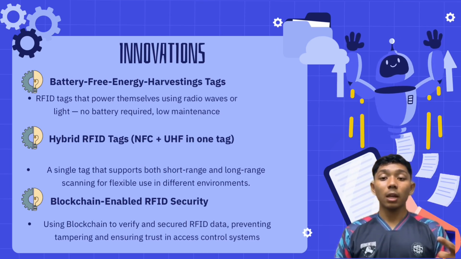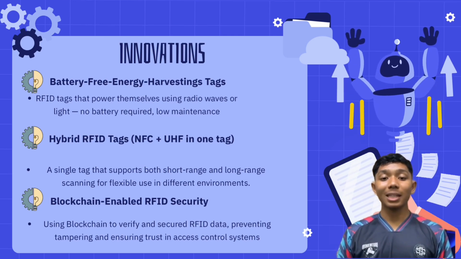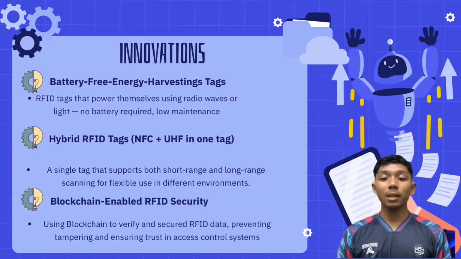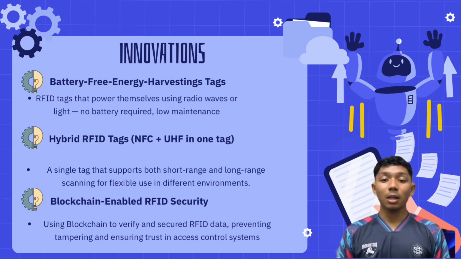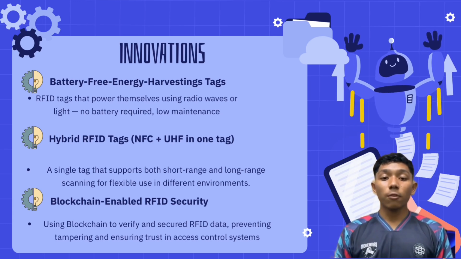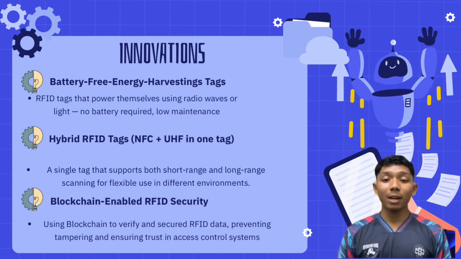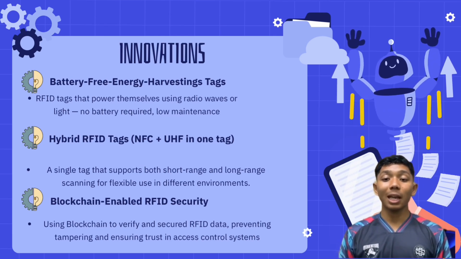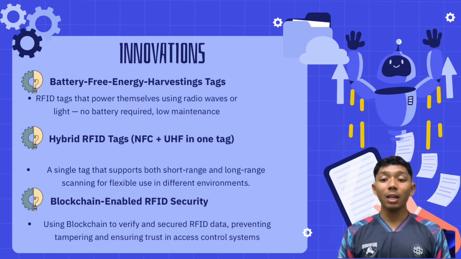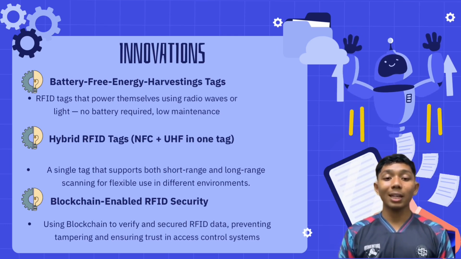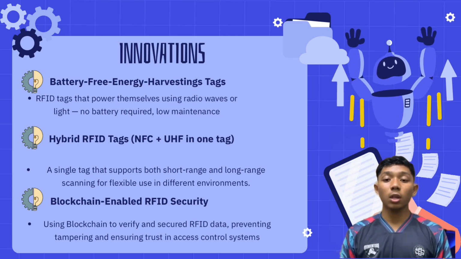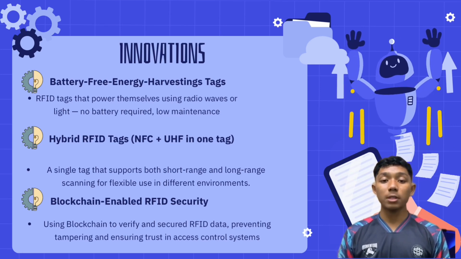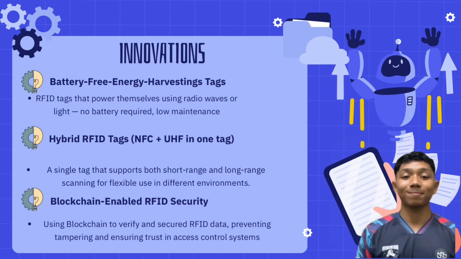The second innovation is hybrid RFID tags, which combine NFC and UHF in one tag, more flexibility to different security levels. The third innovation is the use of blockchain technology to secure RFID data. Blockchain makes access record more trustworthy by preventing any form of data tampering. In conclusion, this future development and innovation show that RFID technology will continue to evolve, becoming more secure, more intelligent, and more efficient for modern access control systems.